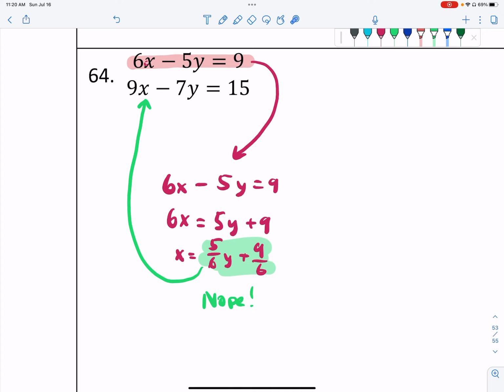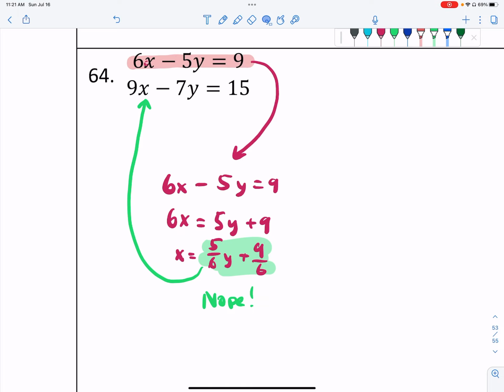Which one would you choose? Would you choose to get rid of the x's, or would you choose to get rid of the y's? I would suggest getting rid of the x's, and the reason why is that they already have a common factor here. But then some people would look at it and go, hey, the 5 and the 7 have no common factors at all. So I would just multiply the top one by 7 and the bottom one by 5. If that's the case, you can totally do that. The reason why I would choose the x's is that since they have a common factor, my numbers are going to be smaller and maybe easier to work with.